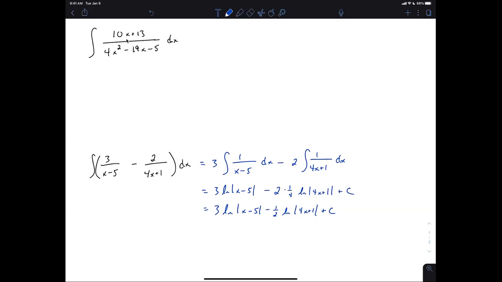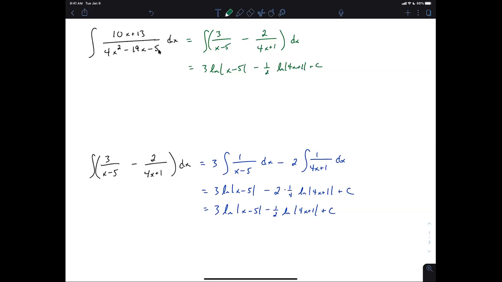But if we notice that this is the same as this, then the answer is 3 log absolute value of x minus 5 minus 1/2 log absolute value of 4x plus 1. But you have to know that this fraction is actually equal to these subtracted. Does that make sense? No should probably be the answer. Probably that does not make sense at this point.